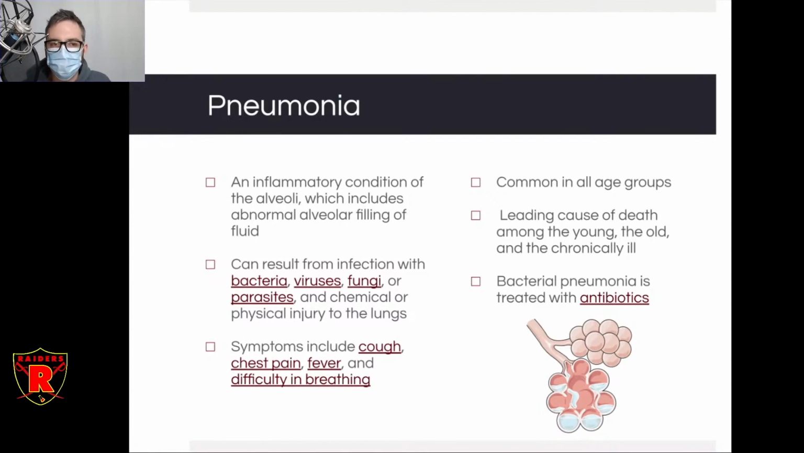And yes, obviously it's problematic. If there's a bunch of fluid in there, you're going to lower your ability to pass gas, pass oxygen into your blood, and pass CO2 out of your blood. So what causes pneumonia? Bacterial infection, viral infection, fungal infection, various parasites cause it.